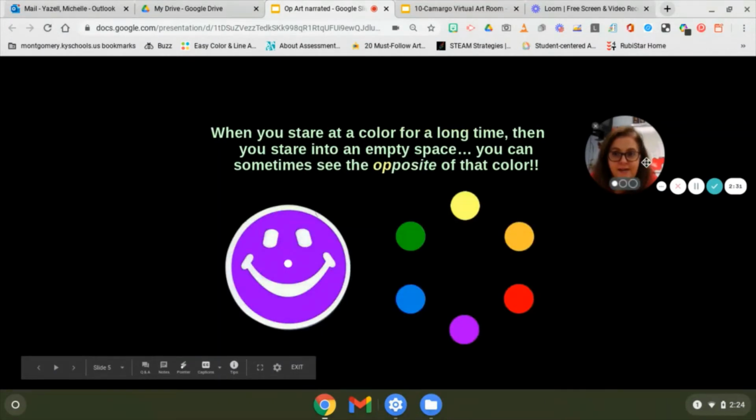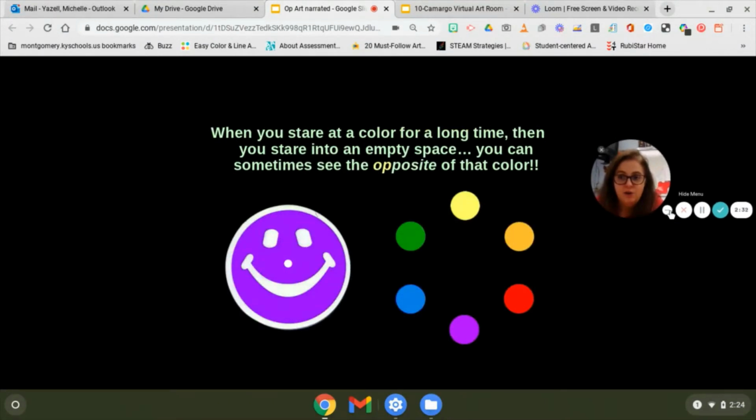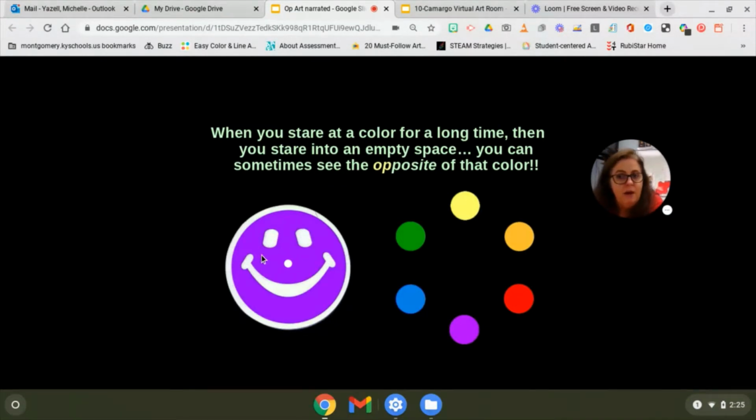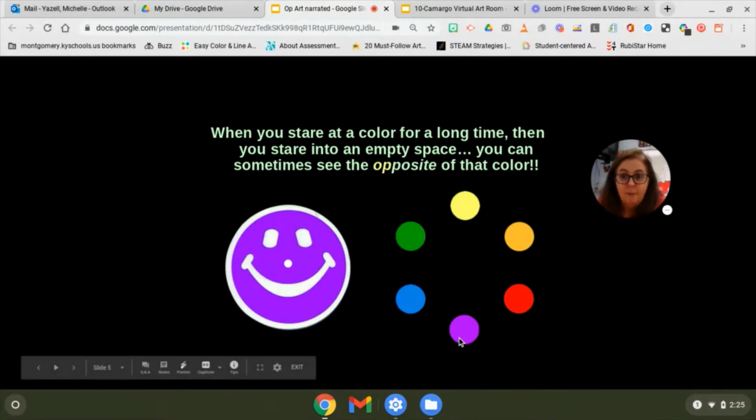We're going to do a test with your eyes, and this is like a science experiment. So it's about after images. When you look at something and you stare at a color for a long time, and then you look into an empty space, you can still see the opposite of that color, and that's called an after image. Your eye is remembering those colors, but it's also changing them, and it is making them the opposite of what they were when you originally looked at it.